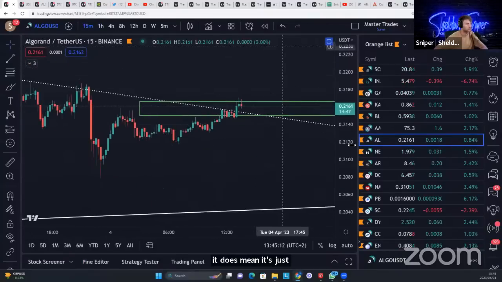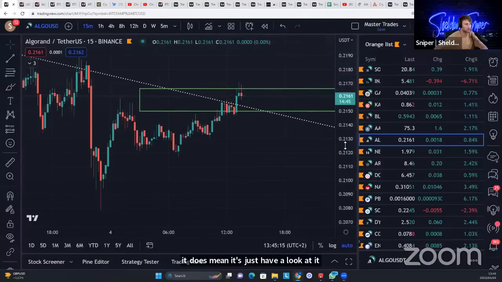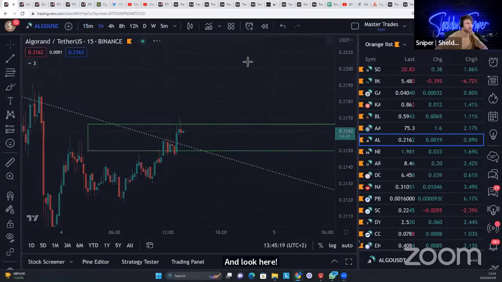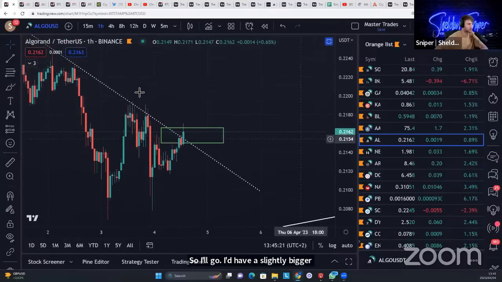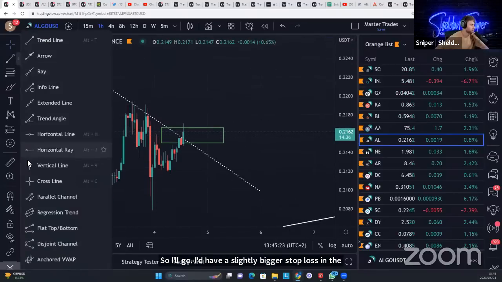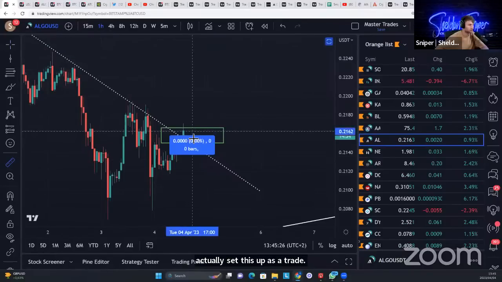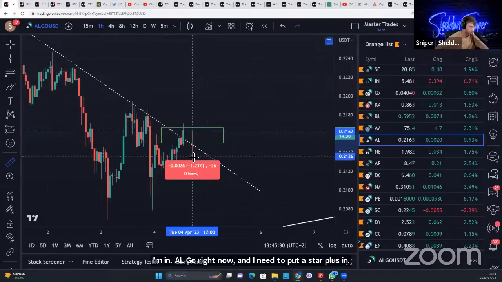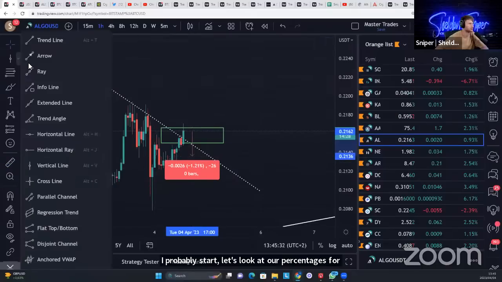So Algo, I'd have a slightly bigger stop loss in the beginning right now. Let's actually set this up as a trade. I'm in Algo right now and I need to put a stop loss in. Let's look at our percentages for risk to reward. We can have a little bit of a bigger stop loss here, so my stop loss will probably be in this area over here.